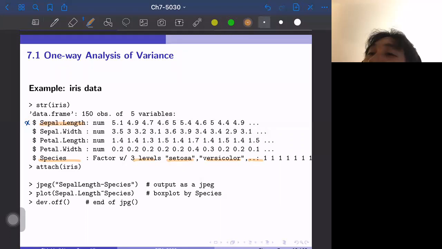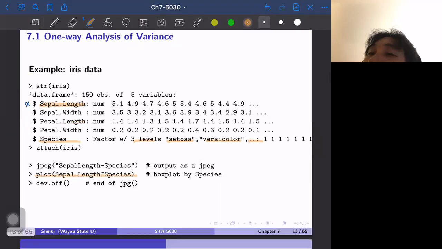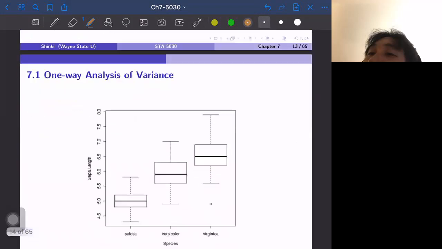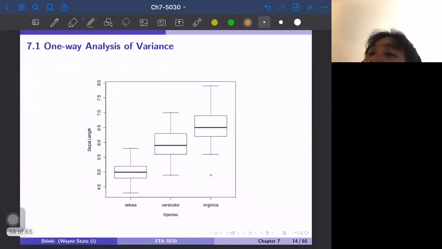So at first, think about the box plot. We plot sepal lengths by species. Then that makes this graph. So Setosa, Versicolor, and Virginica, and this is sepal lengths. You can see the obvious difference between these 3 groups. The box represents the center 50% of the data, and the whisker represents maybe 1.5 times the height of the box.